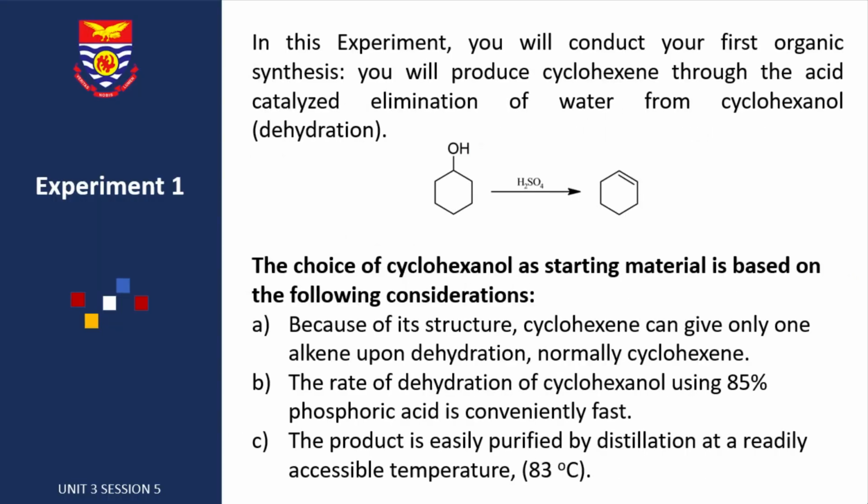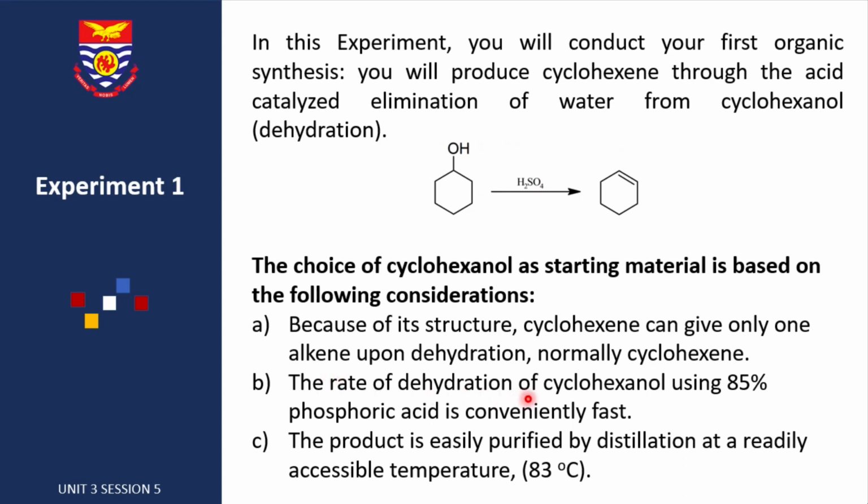Okay, so in this experiment, you are going to dehydrate an alcohol, in this case cyclohexanol, to form cyclohexene. Now, the choice of cyclohexanol as the starting material is based on the following considerations. Because of its structure, cyclohexanol can give only one alkene upon dehydration, right? So, based on this structure, the only product that is formed is cyclohexene, and there are no other side products or byproducts formed in the process. So only one product is formed.